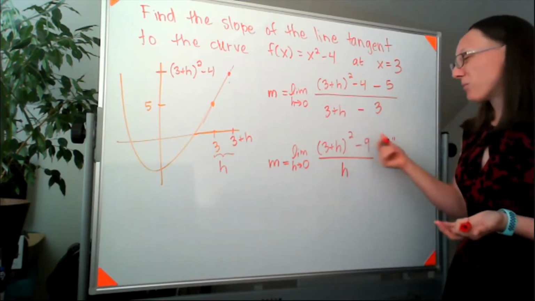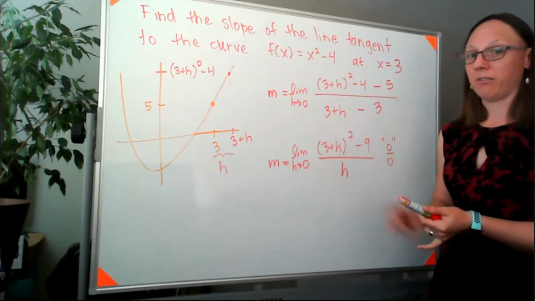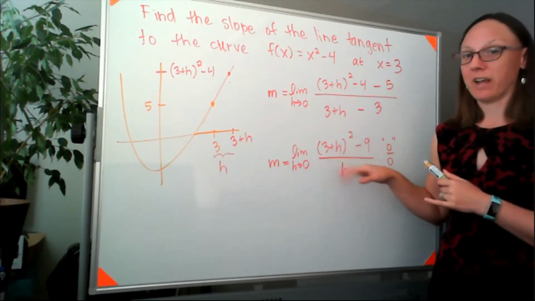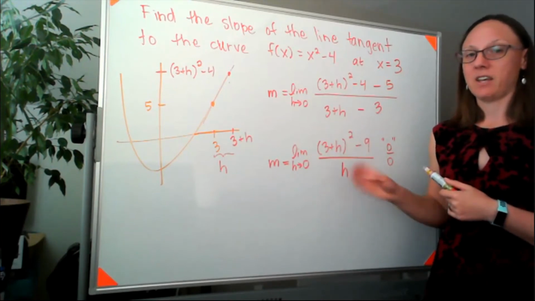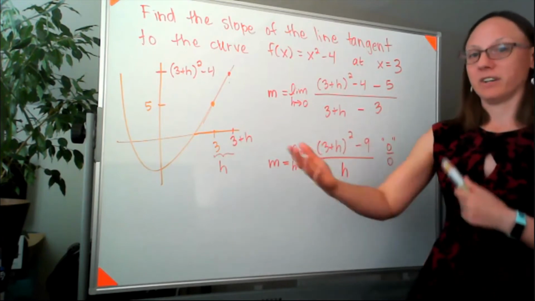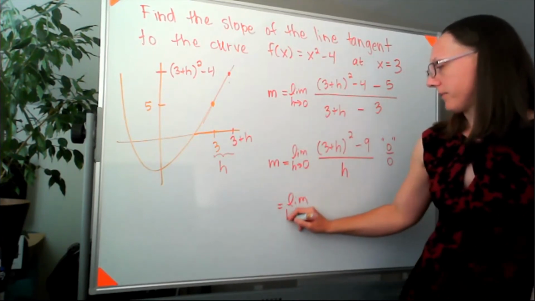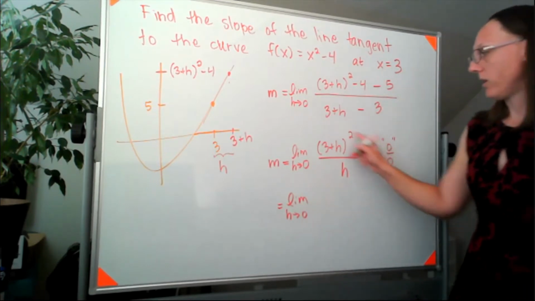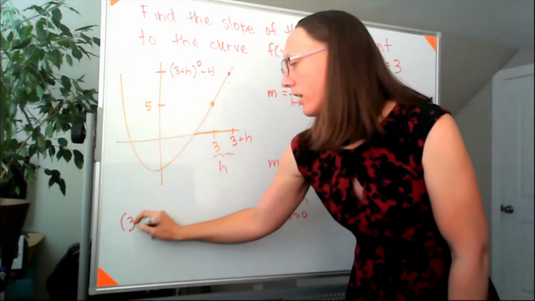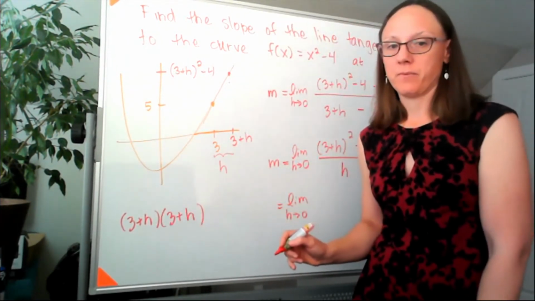Here, there isn't really anything to factor. We don't have fractions on top that need a common denominator, and we don't have square roots that would need a conjugate. So really our best bet is to multiply this out. So instead of factoring, we're going to distribute it out. So I'm looking at the limit as h approaches 0. If I FOIL this out, that's the same as doing 3 plus h times 3 plus h.